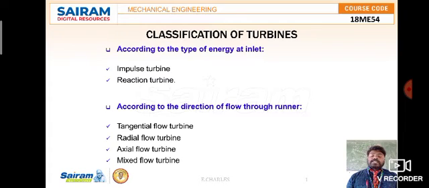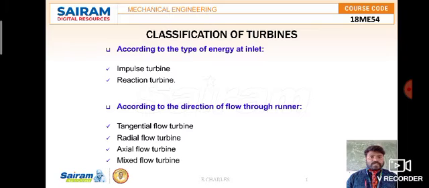The next one is the reaction turbine. There will be stators and rotors, both will be there. A stator is a guide blade, which will not rotate, and a rotor is a moving blade which rotates. This moving blade rotates with the principle of reaction given by the fixed blade. Since it rotates with the help of this reaction force, this turbine is called a reaction turbine.